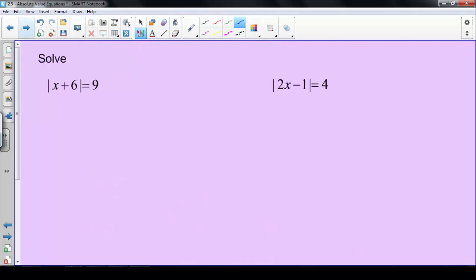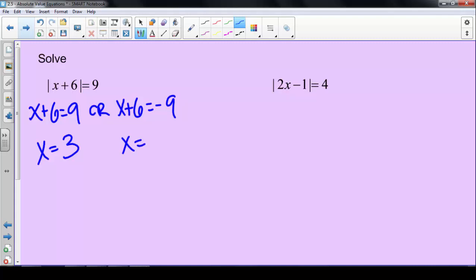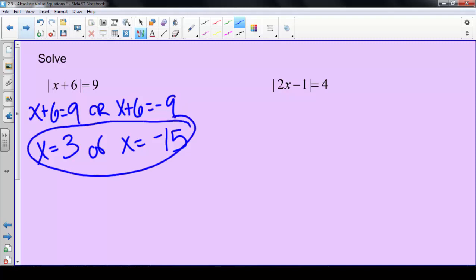So now in this case, same thing. We can have x plus 6 equals 9, or x plus 6 could be negative 9. Both 9 and negative 9 are the only numbers that are 9 units away from 0. So your options are 3 or negative 15.